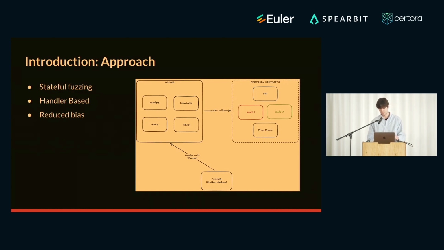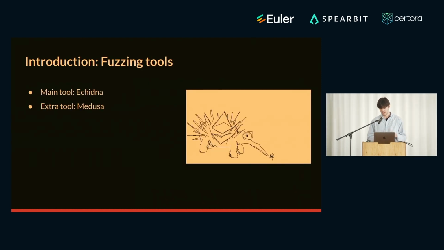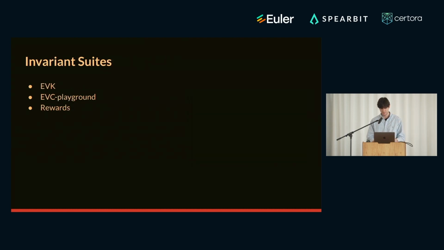The approach is stateful, handler based, as I just explained, and reduced bias. What I mean by this is, instead of letting either the developers or me narrow all the inputs, because with a uint256 the inputs are massive, since the fuzzers are coverage guided, we let the fuzzer find the best inputs most of the time. As I said, I used Echidna as the main tool, and for some parts I tend to use Medusa, but lately I find myself using Echidna more. So if you are going to run the suite, I recommend using Echidna.